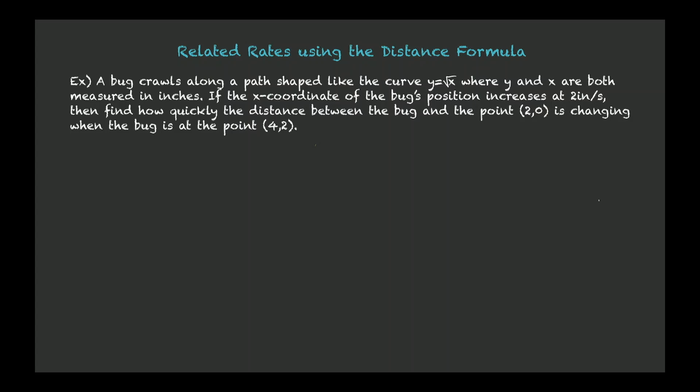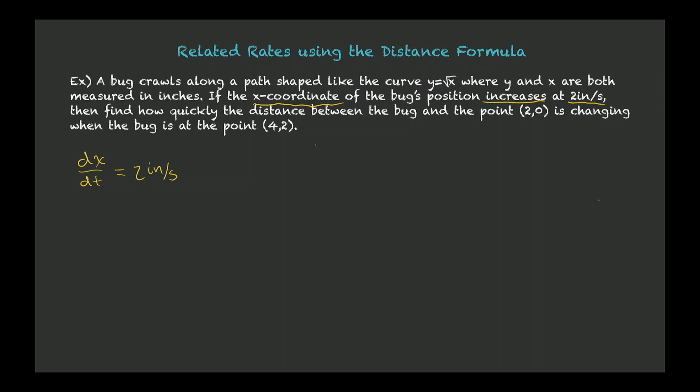Alright, so the first key step in solving any related rate problem is to identify any rates of change in the given problem. We can identify these with rates of change like inches per second. It says the bug's x-coordinate is increasing at 2 inches per second, so we can write that as a derivative: dx/dt is equal to 2 inches per second.